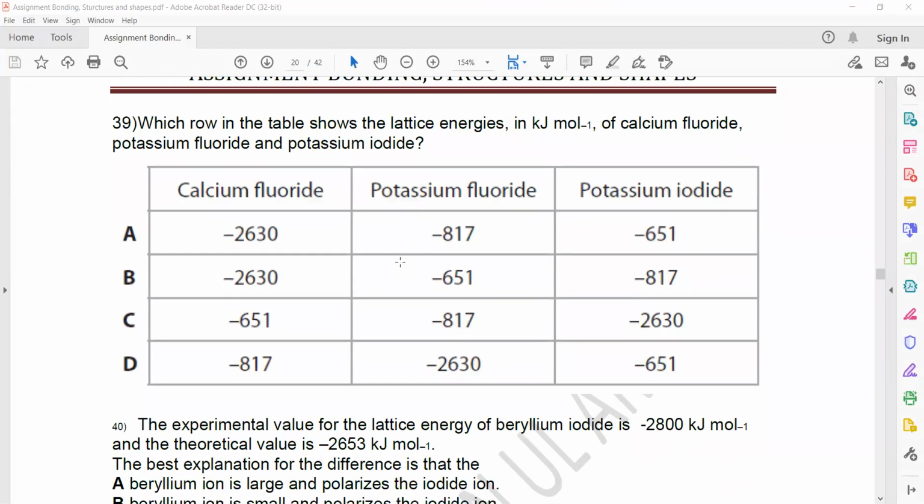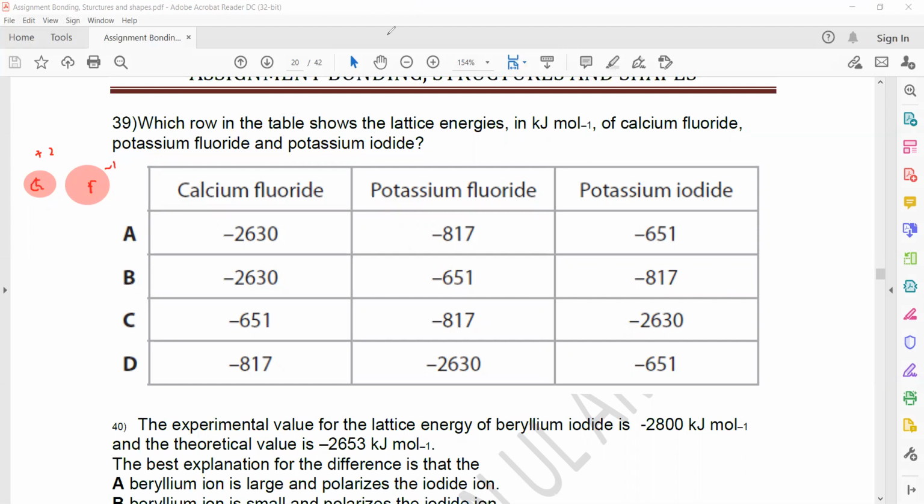Question 39. Which row in the table shows the lattice energy in kilojoules for calcium fluoride, potassium fluoride, and potassium iodide? So first thing, calcium fluoride should have the highest value. Why? Because the calcium ion has a greater charge and fluorine is smaller in size, so it will be closer to calcium. So it should have the highest value.